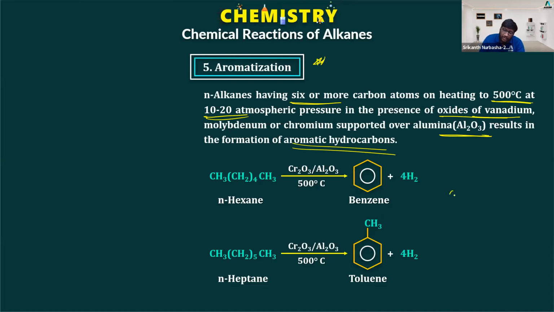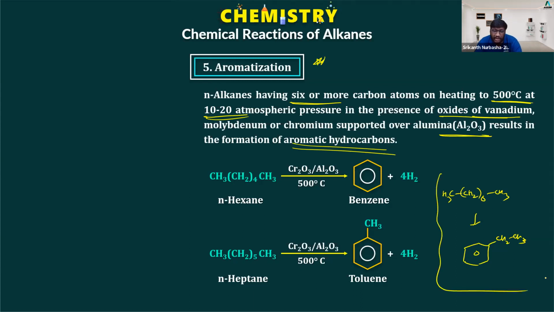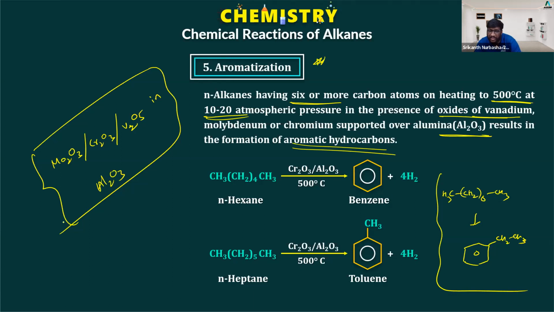If you take 8 carbon atoms, what will happen? CH3 (CH2)6 CH3. In that case, again you will get ethyl benzene. Yes or no? In that case, you are going to get ethyl benzene, and you can take oxides of molybdenum Mo2O3, or chromium, or vanadium V2O5, supported over alumina. And these reactions' mechanism is not required. They include the cleavage of C-H bonds. That is why very high temperature is required as well.